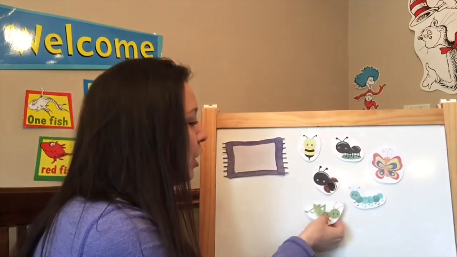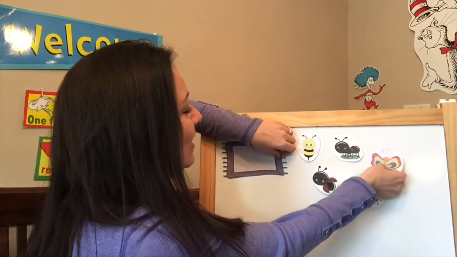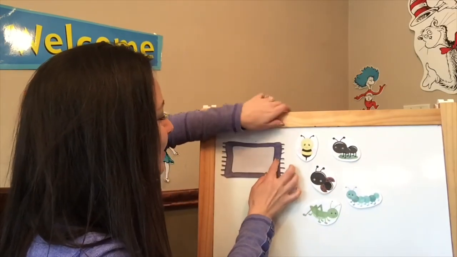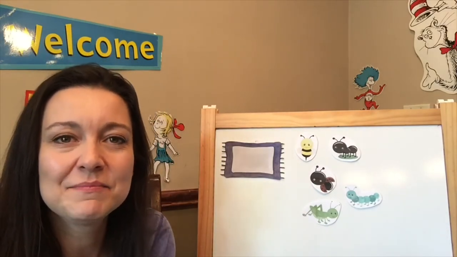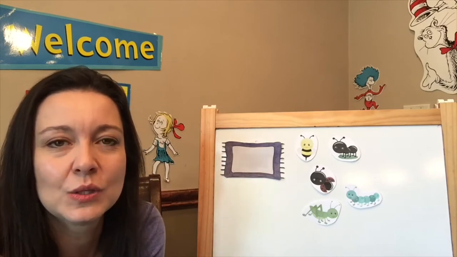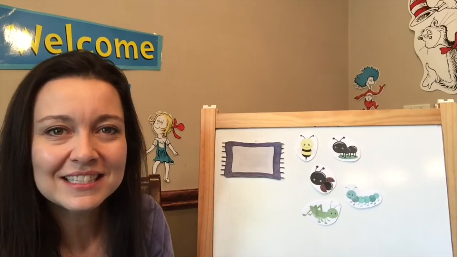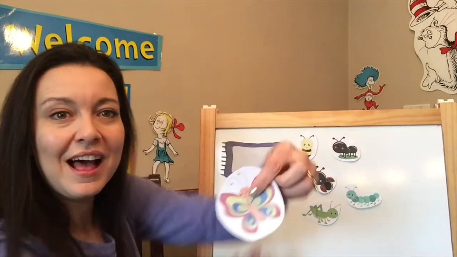Let's do it again. Close your eyes. Here we go. No peeking. Close your eyes. Bug in a rug. Bug in a rug. Who is that? Bug in the rug. Okay, open your eyes. Who is missing now? Take a close look at the bugs. Who is missing? All right, let's see who it was. It was the butterfly. Did you get it right?